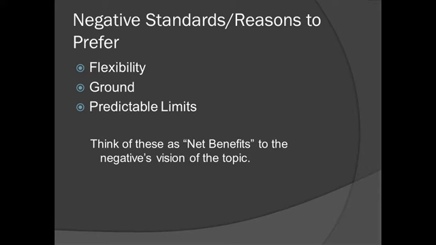And the last thing I'll say about these is that you can think of these three things, flexibility, predictable limits, and ground, as being net benefits to your version and your vision of what this year's topic should look like, right? So if you have an interpretation that says that economic engagement can only be something that is bilateral, and you have reasons why that is best for negative flexibility, best for negative ground, and best for predictable limits for both the negative and the affirmative, that can be a net benefit, a reason that your interpretation of the topic is really good and really educational and fair for all teams, and something that a judge should choose at the end of the debate.